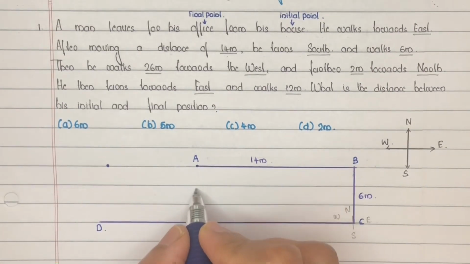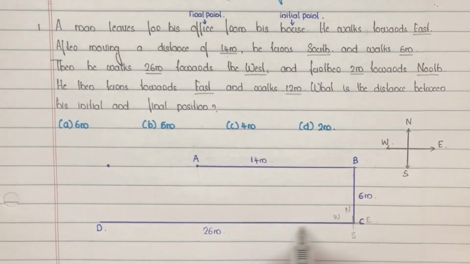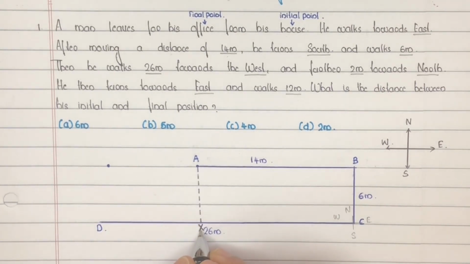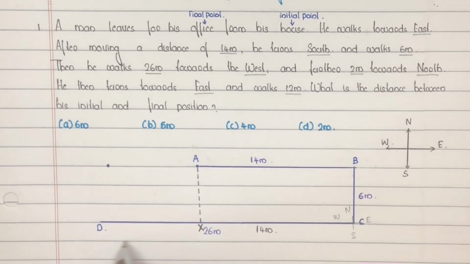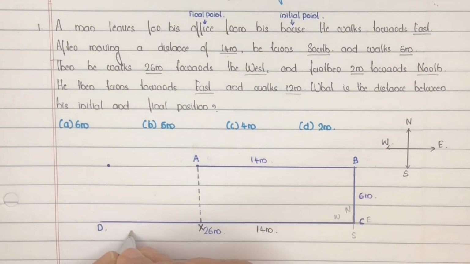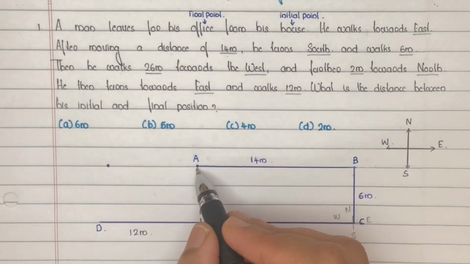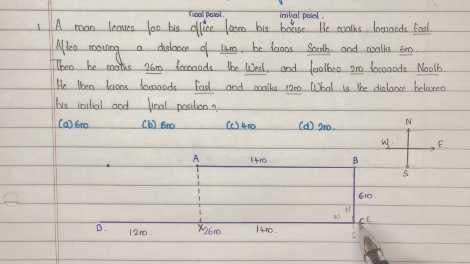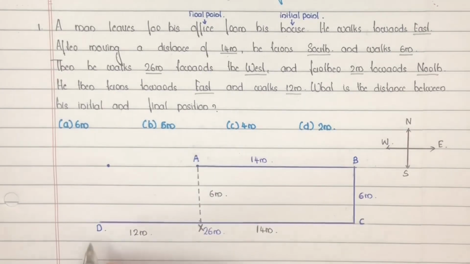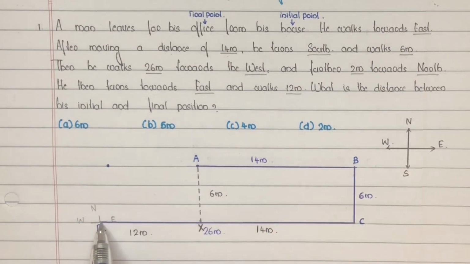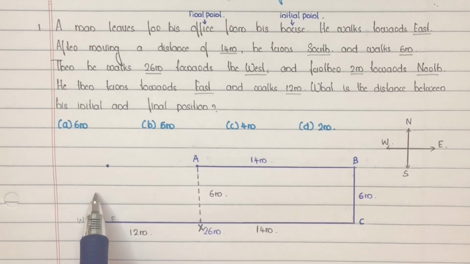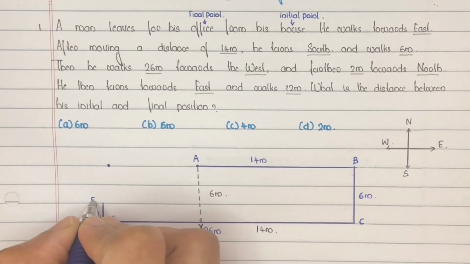If you draw a perpendicular from A, this distance will be 14, right? If you mark this point as X, XC, this distance, will be 14 meters, and XD, this distance, will be 26 minus 14, which is 12 meters. And this perpendicular distance will be BC, 6 meters. Now he has reached point D, that is 26 meters towards west, and further 2 meters towards north. North, upward, 2 meters upward, and mark this point as E.